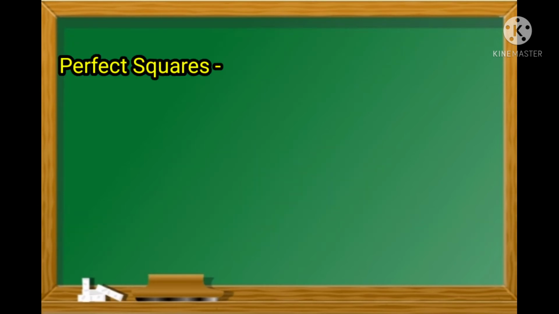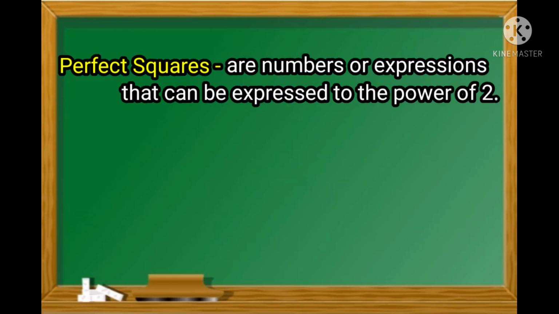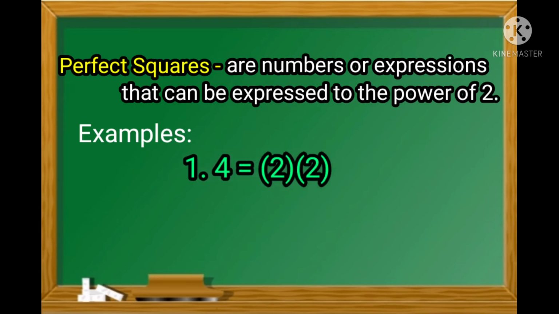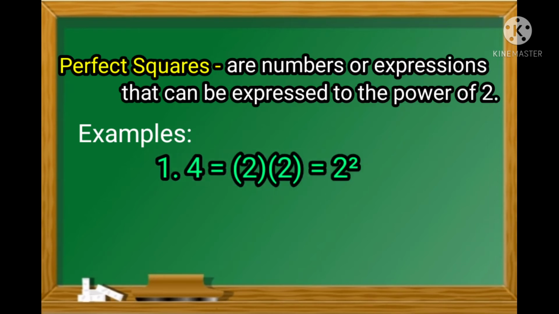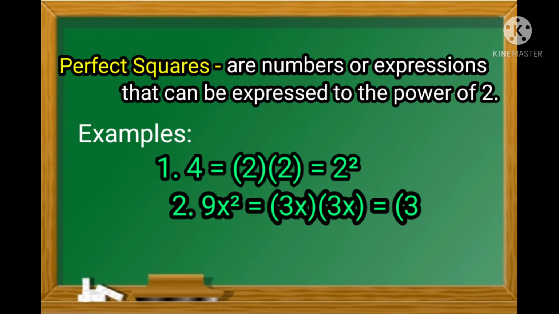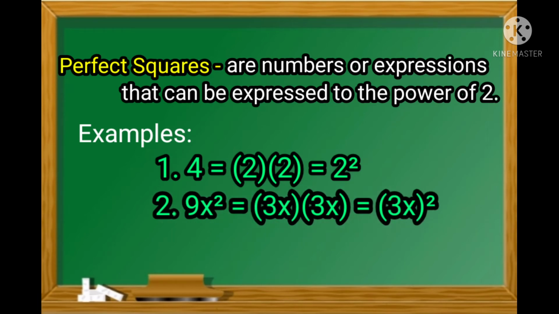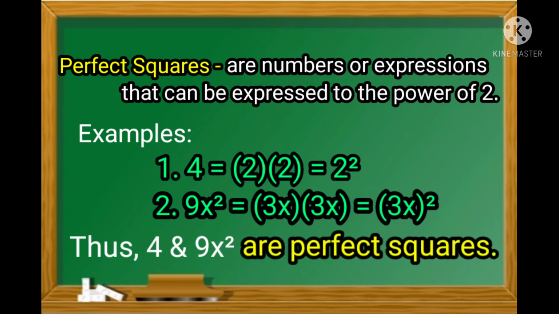Perfect squares are numbers or expressions that can be expressed to the power of 2. Examples. Number 1, 4. 4 is equal to 2 times 2 or 2 squared. Another is 9x squared, which is equal to 3x times 3x, or that is equivalent to 3x squared. Thus, 4 and 9x squared are perfect squares.